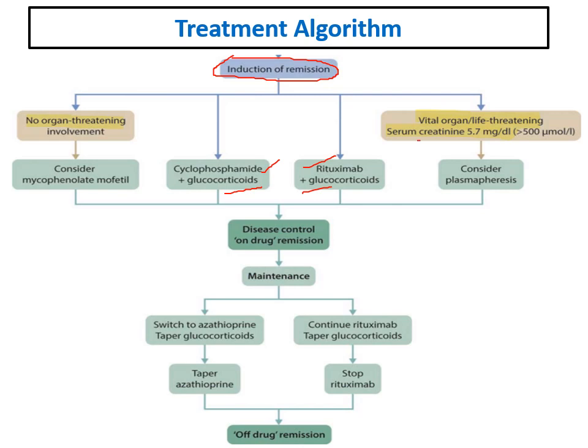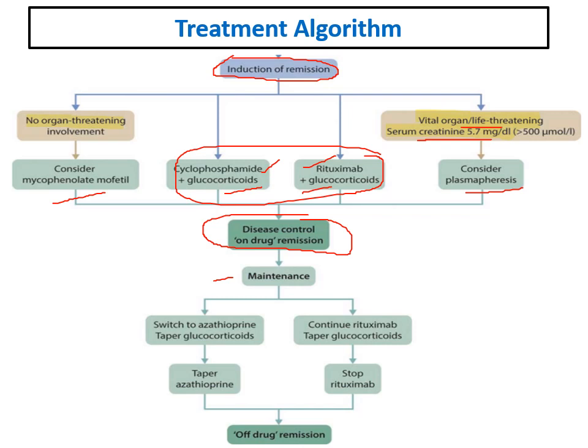In severe cases, with serum creatinine more than 5.7, or if there is life-threatening or vital organ affection, we should consider adding plasmapheresis to these treatments. But if there is no organ-threatening involvement, which is not the case in most cases, we should consider giving mycophenolate mofetil. After control of the disease with this induction treatment, we should start maintenance therapy.